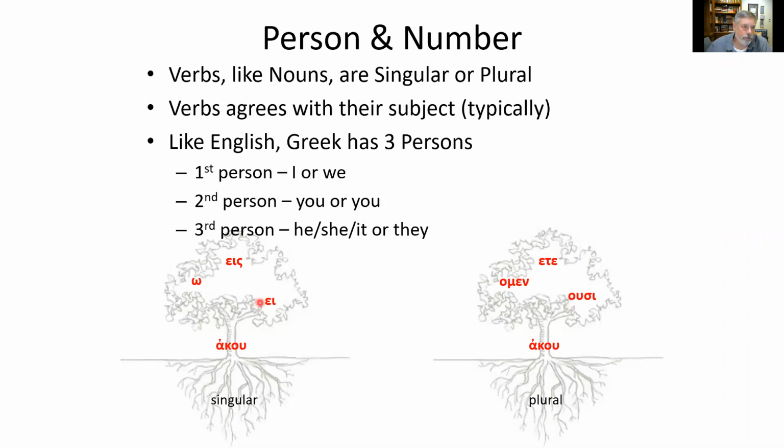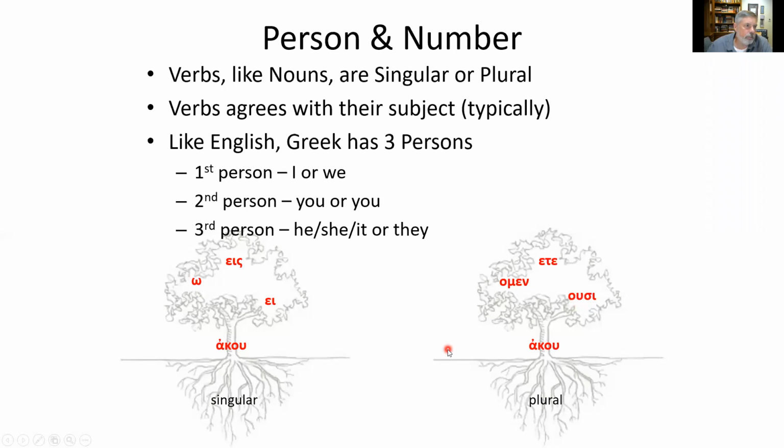If I want to make it plural, first, second, or third person plural, I have the same root, the same stem, aku, and I'm going to say akuomen for first person plural, which would be we hear. Akuete is the second person plural for you, you being you as a group. Akuousi, and sometimes as a movable nu, which we'll show you later. Akuousi is a third person plural, meaning them. So akuomen, akuete, akuousi: we hear, you plural hear, or they hear. That's correct, they hear.